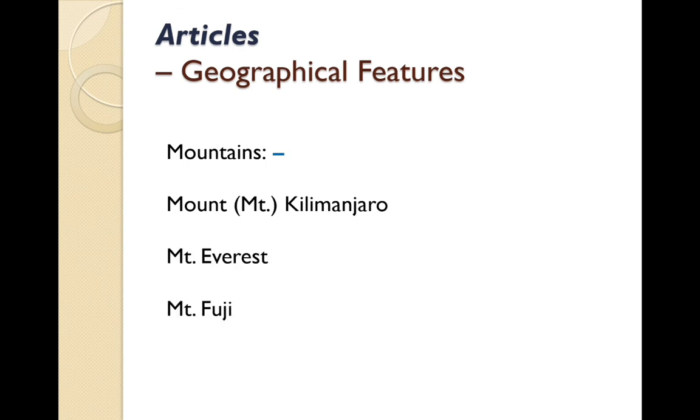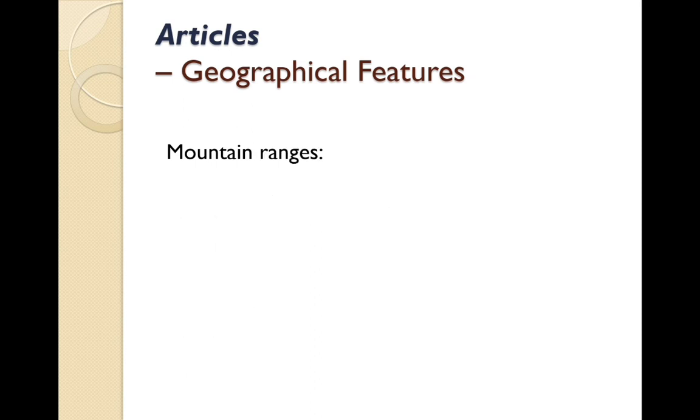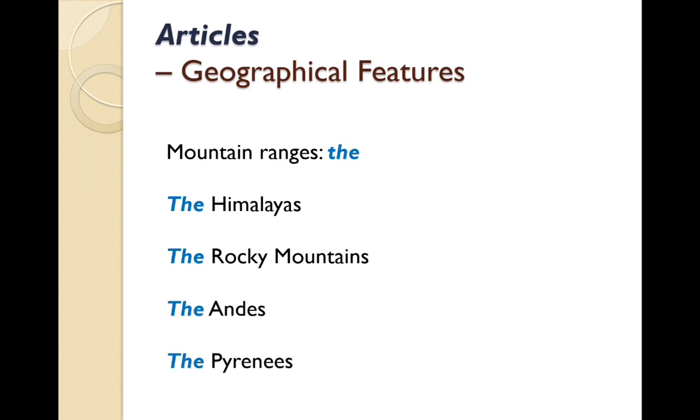Let's talk about geographical features now. Mountains. With mountains, we don't use the article. Mount Kilimanjaro, and you can write Mount fully, or you can write Mt. with the stop. Mount Everest, Mount Fuji, Mount Denali. But with mountain ranges, we do use the: the Himalayas, the Rocky Mountains, the Andes, the Pyrenees.